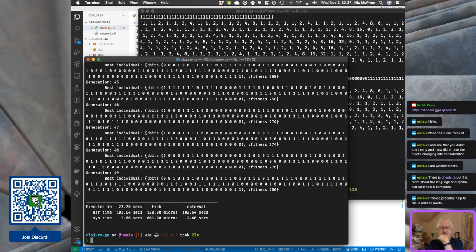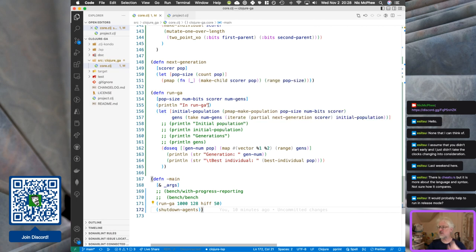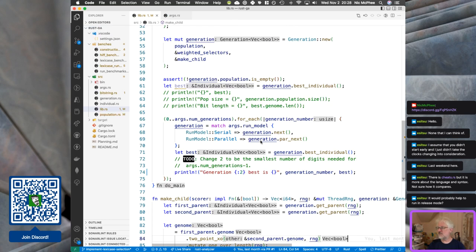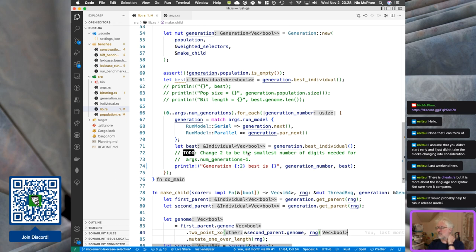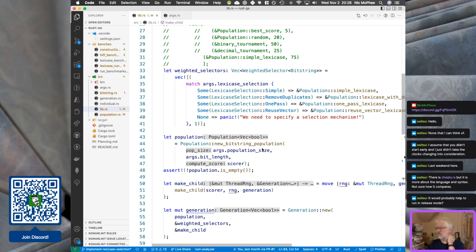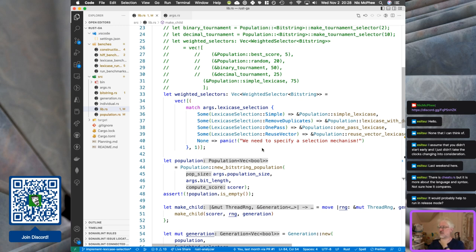Now, something's amiss though. So both the two Clojure runs I did, the best fitness on hiff was in the 200s. I think they were both pretty close. Oh, no. That's right. So it's a little different in the Rust code. No, I don't. I was thinking that I guaranteed that the best individual got carried forward, but that's not true, actually. This is doing everything with lexicase selection. So they're the same in that regard.